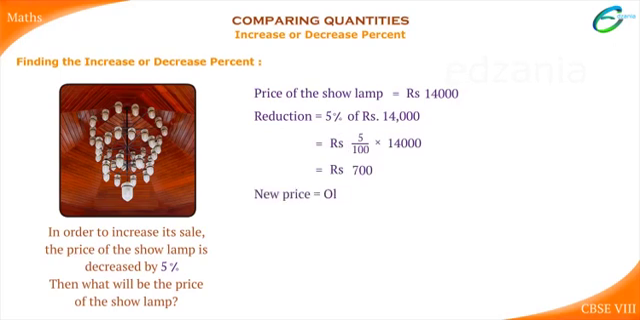Therefore, new price will be given by subtracting reduction from old price. That is equal to rupees 14,000 minus rupees 700, which is equal to rupees 13,300.